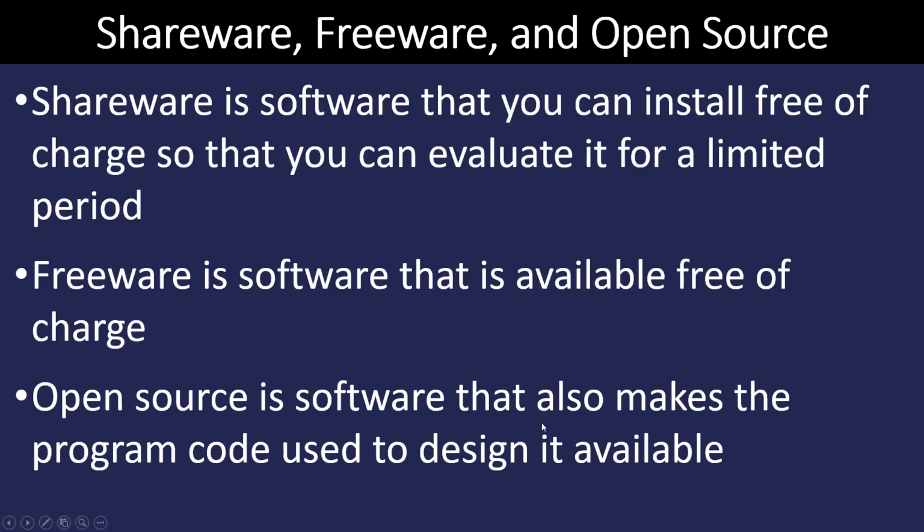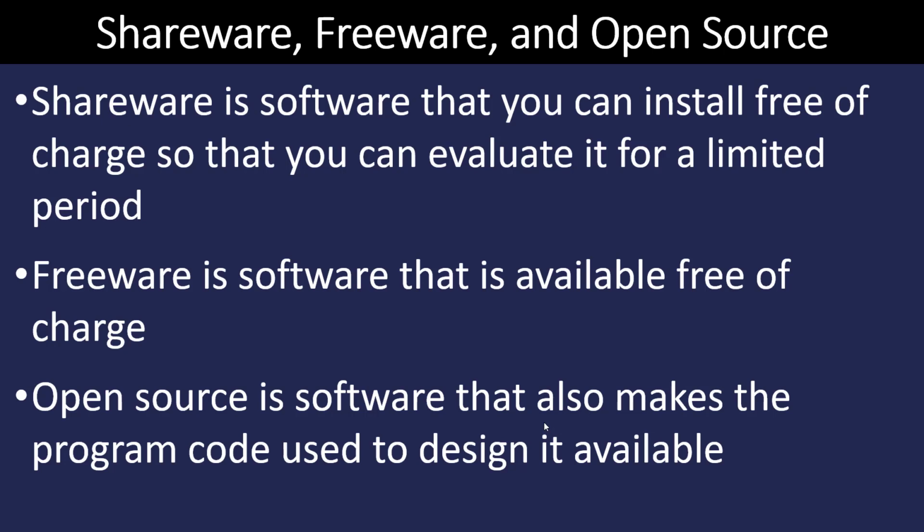There are three other types of licenses we should talk about, which is shareware, freeware, and open source. So shareware is software that you install free of charge, and you can use it usually for 30 or 60 days as an evaluation period. Freeware is software that is available free of charge. It never is going to cost you anything. However, the downside to it is it may not be updated frequently.